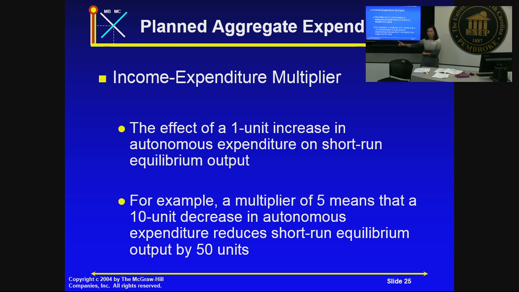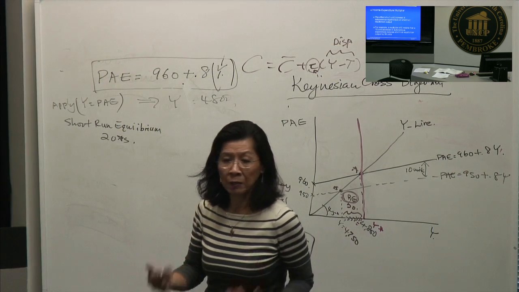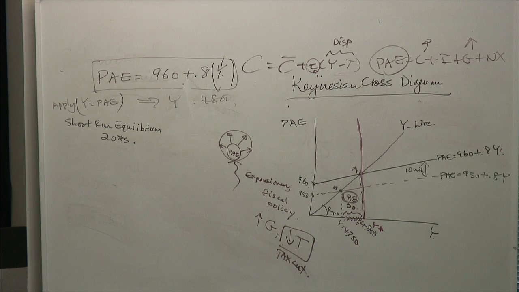Now we use the term autonomous expenditure because these are terms that stand by themselves. It's not like this one, which depends on income, but it is by itself, like this term by itself, that term by itself. So that's what it means by autonomous expenditure.